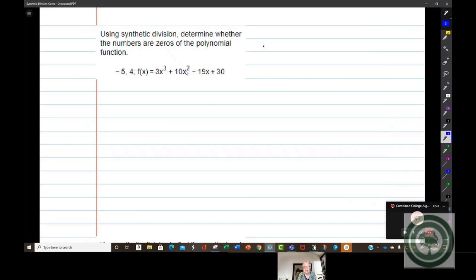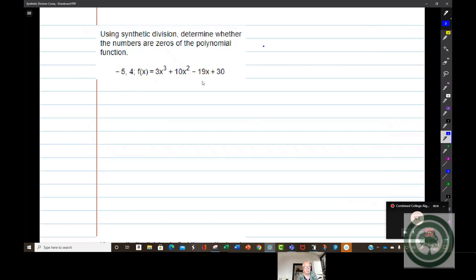Up until now, we have substituted -5 for the x's, and then if the answer is 0, we know that -5 is a 0. Substitute 4 for the x's, and if the answer is 0, then we know that 4 is a 0. But there is an easier way, and that's what we're going to learn today. In fact, you might say, no, it's easier just to put -5 in for the x's. It's easier to put 4 in for the x's. Maybe. But as polynomials get longer and longer, your chances of making a mistake using the substitution method gets greater and greater. So we're going to use synthetic division on this.